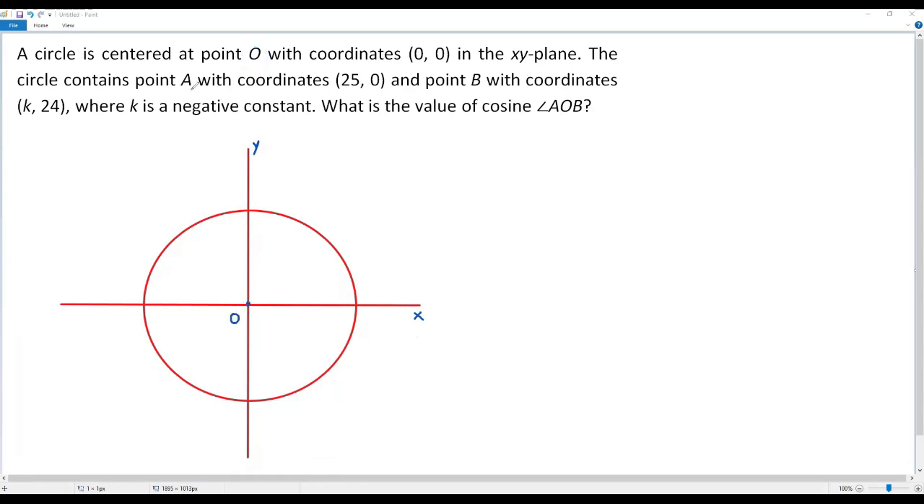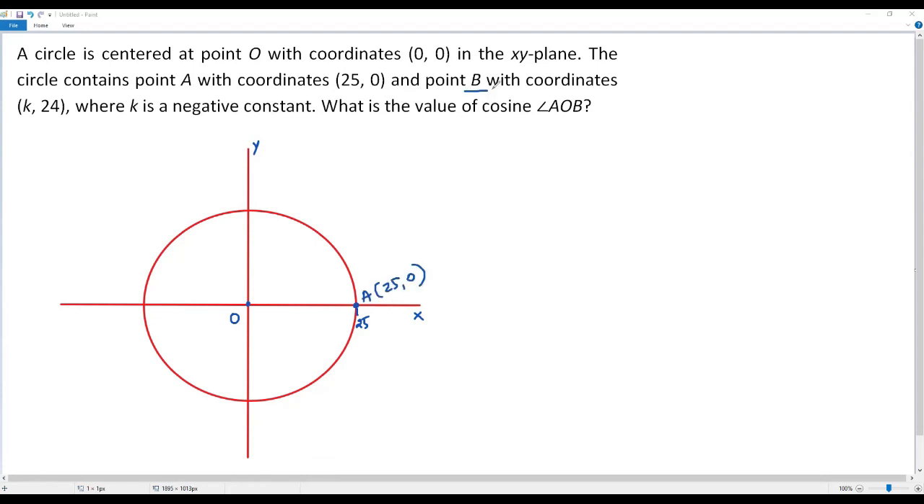And we have the point A with coordinates 25, 0 on the circle. Since the y coordinate over here is 0, we'll have this point on the x-axis and also on the circle. Then we'll have the point A over here. Because the x coordinate is positive, we'll have this point 25, 0 on the positive side of the x-axis. We'll have the value 25, and this is point A of 25, 0.